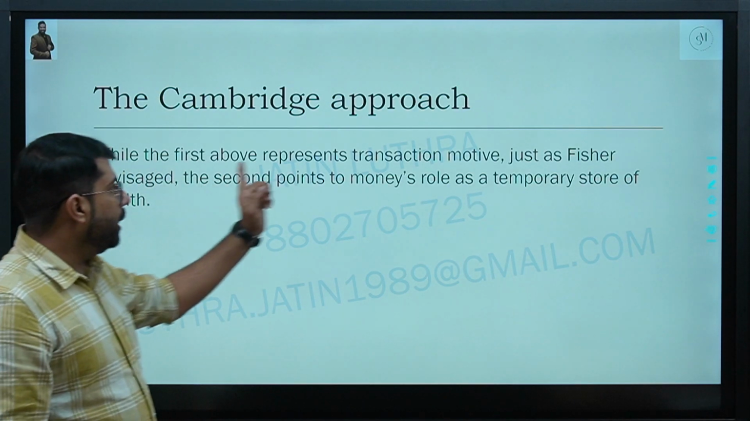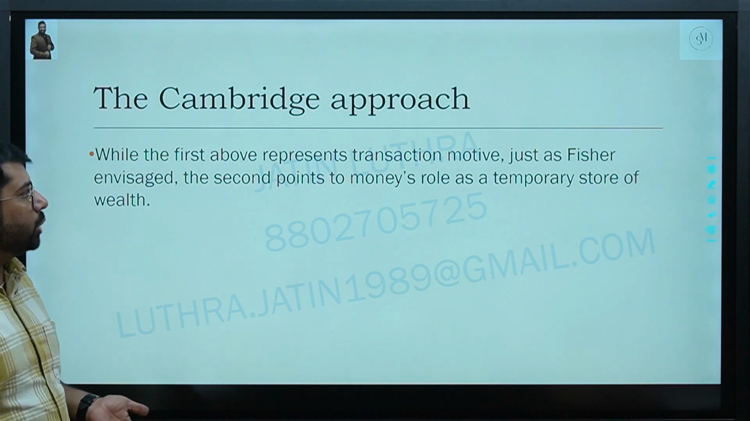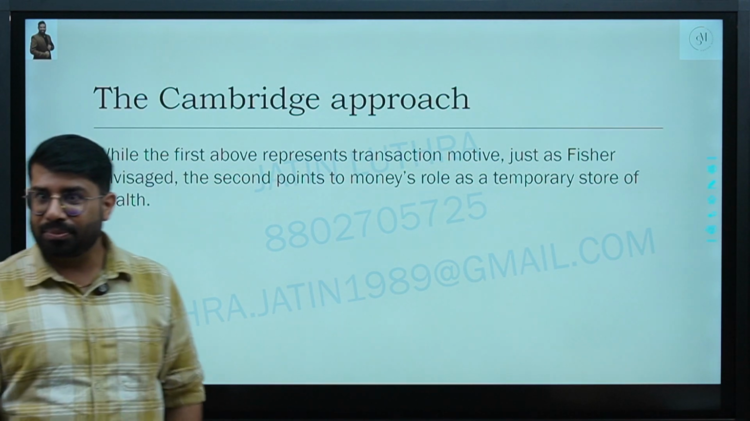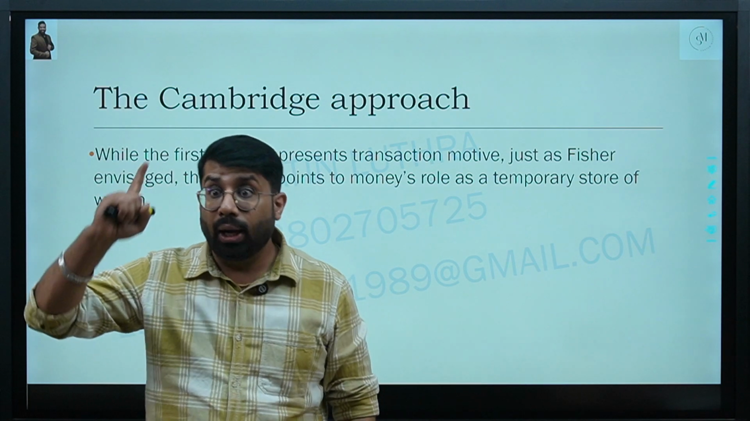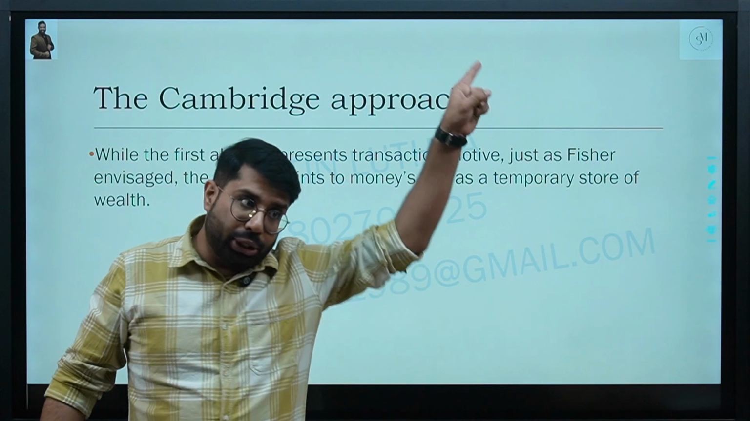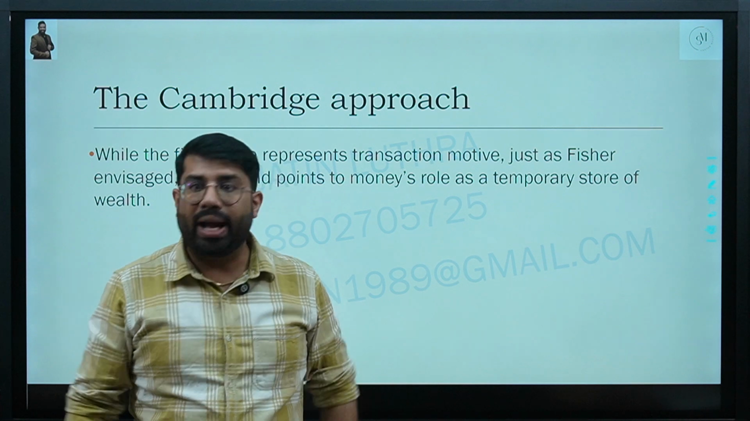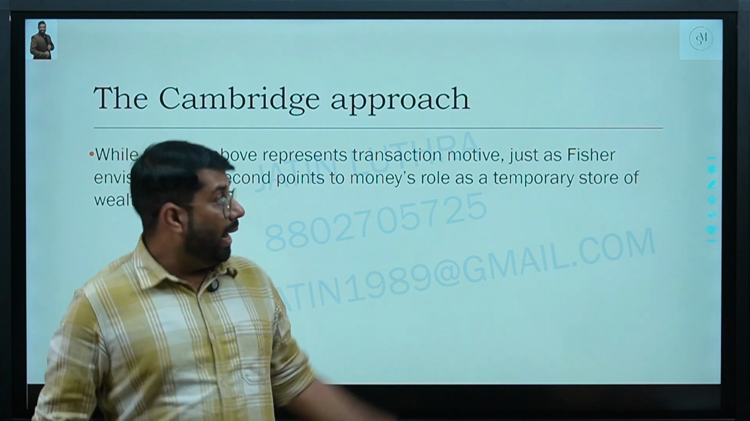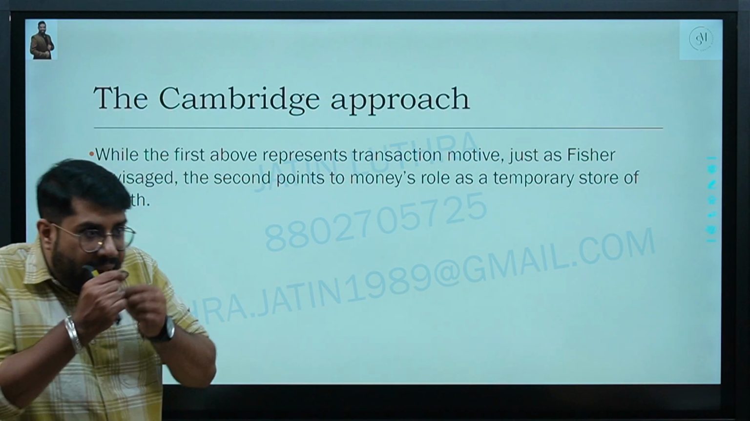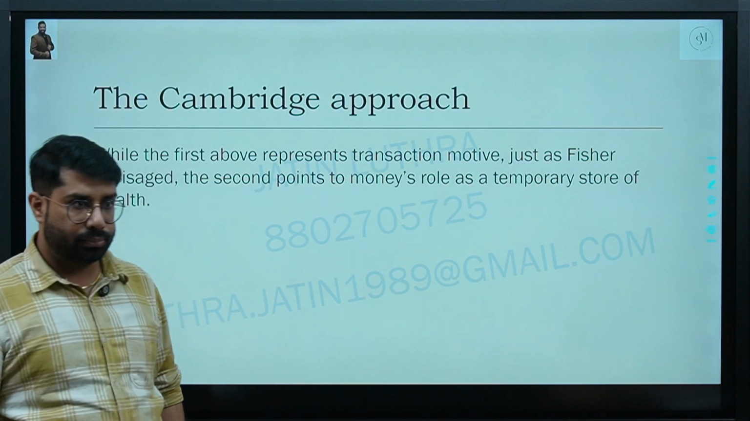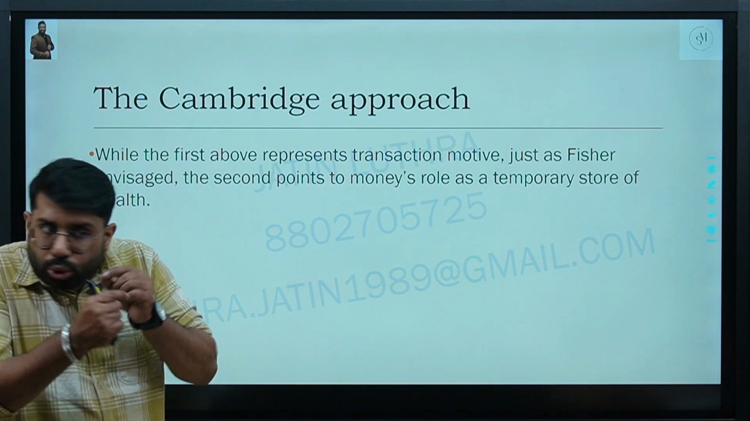While the first above represents the transaction motive, just as Fisher envisaged, the second points to money's role as a temporary store of wealth. What did I tell you? First is the transaction approach, same as Fisher said: MV plus M dash V dash equals PT, the equation of exchange. Transaction motive. And second, Alfred Marshall and Pigou added one more thing to the approach. They said that money can be used to store the wealth.